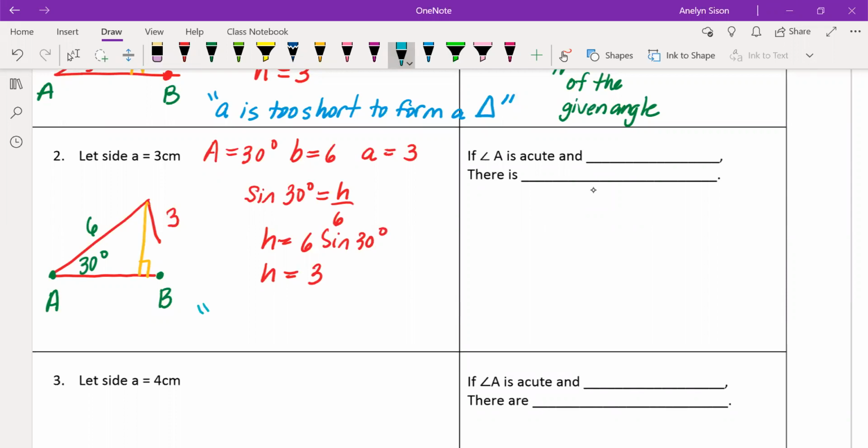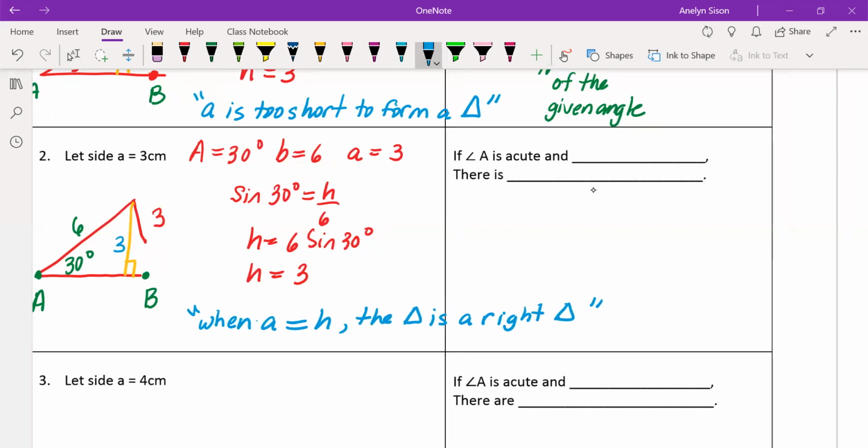What kind of triangle? A right triangle. When a is equal to h, there is one triangle. The triangle is a right triangle, because that's exactly the length you need to create a right triangle. Okay, so how do we write this in symbols? When a is equal to h, therefore we have one right triangle.